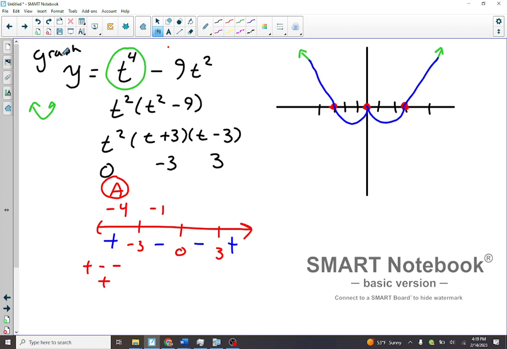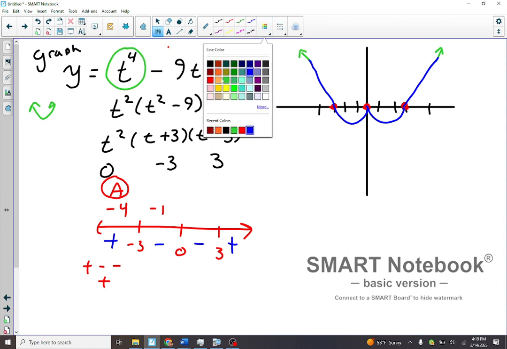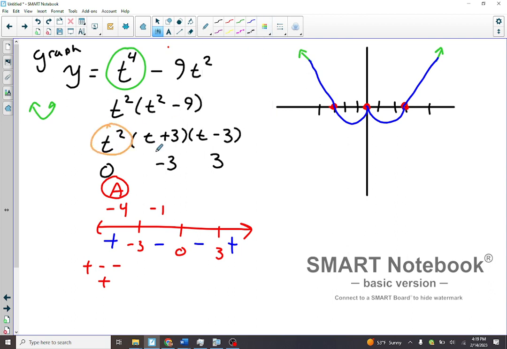Can you say how you know if it's a double root? Sure, because in this situation, it's t squared. So you could think of it as t times t, so that means this is 0 and 0. Because it's a double root, or squared, it happens twice.